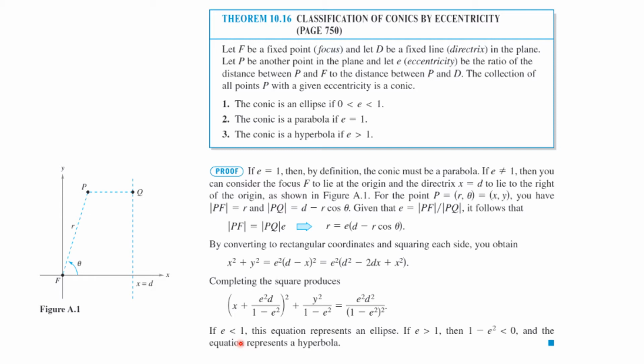So if e is less than 1, this equation is going to represent an ellipse. If e is greater than 1, then 1 minus e squared is less than 0. That means we get a minus sign, and I get a hyperbola. So we really have finished the proof of this theorem.